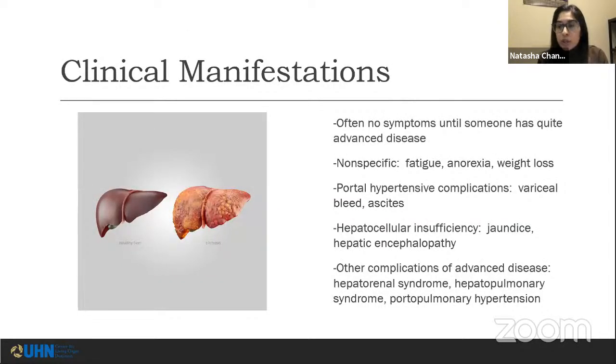I now want to talk to you about clinical manifestations of liver disease. The sad part about liver disease is that typically patients do not have any symptoms until their disease is very advanced. And this is frustrating because it means that patients won't be picked up earlier and have the opportunity for early intervention. Liver diseases commonly cause non-specific symptoms. These may include anorexia, fatigue, and weight loss.